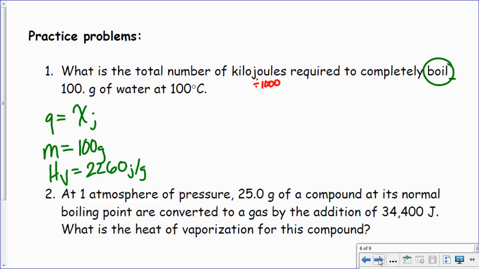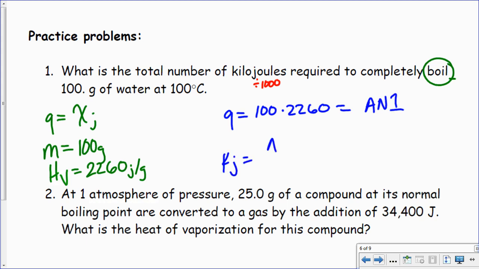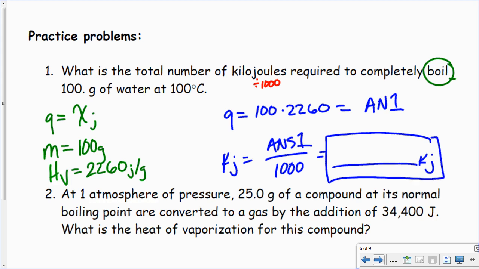So we'll set it up. Q equals 100 times 2260. So that equals your first answer, answer 1. And to get your final answer, kilojoules equals answer 1 divided by 1,000. So calculate it. Do it. Do it now.